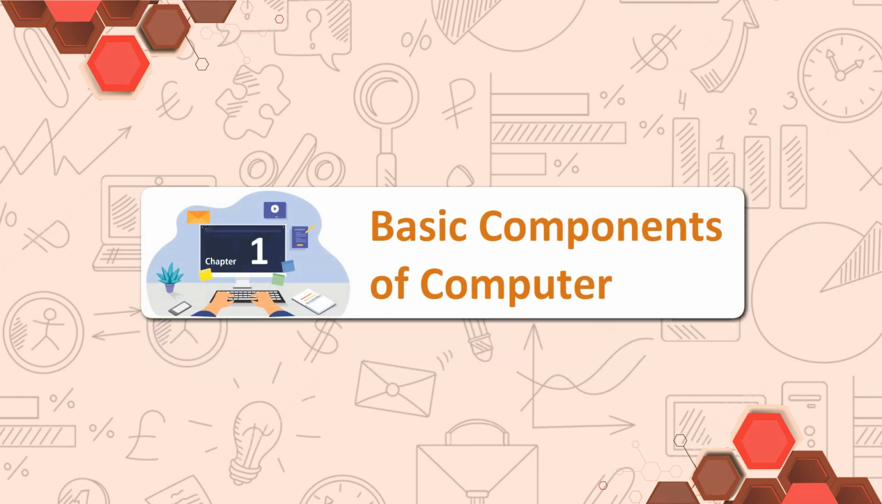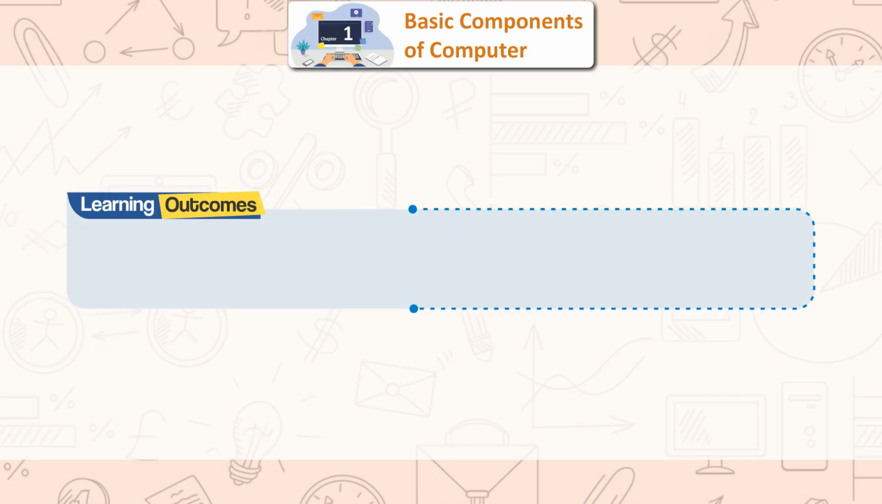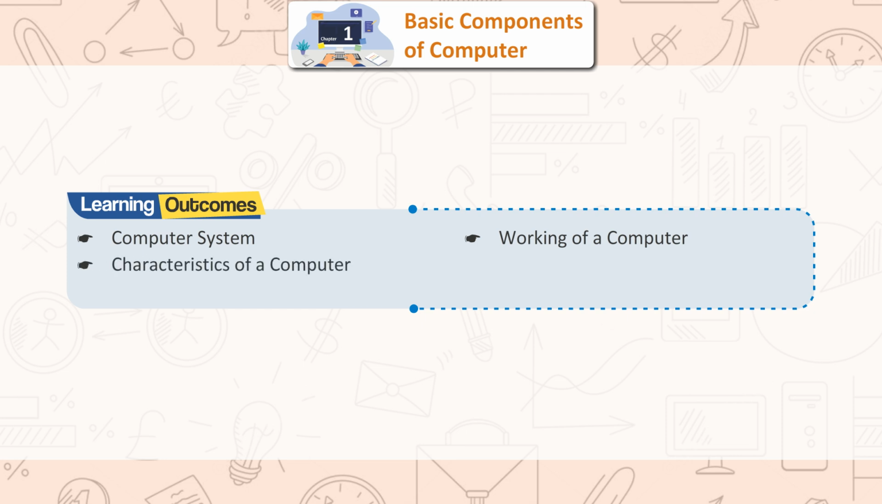Chapter 1: Basic Components of Computer. Learning Outcomes. Computer System. Working of a computer. Characteristics of a computer. Computer hardware. Computer software.